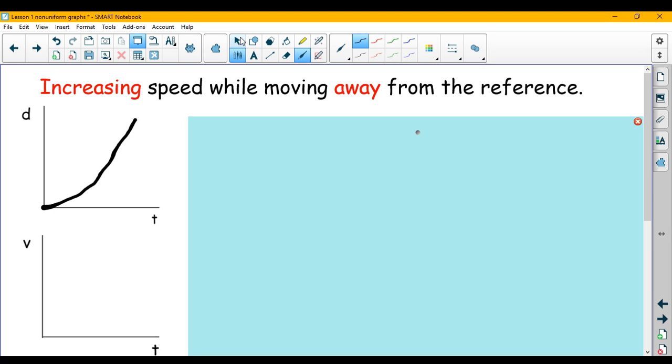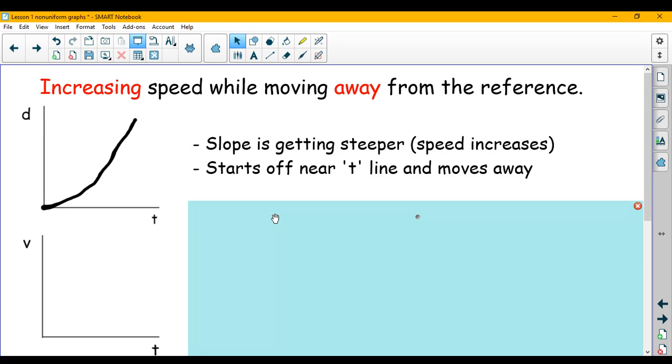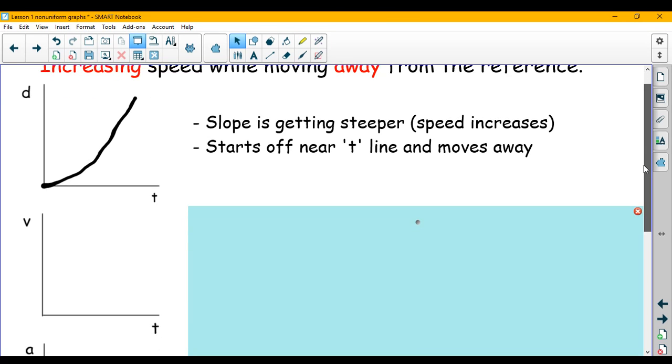It goes steeper as it goes because we remember the slope of the DT graph tells us the velocity. So down here, nice and flat, low velocity, and it gets steeper because the velocity is increasing. It starts off at 0, low, and gets higher as it goes along. So the slope is getting steeper as it gets faster, and it starts off near the T line and moves away.